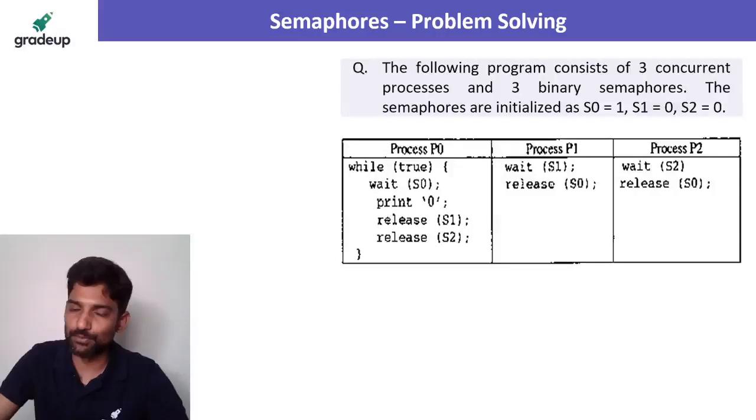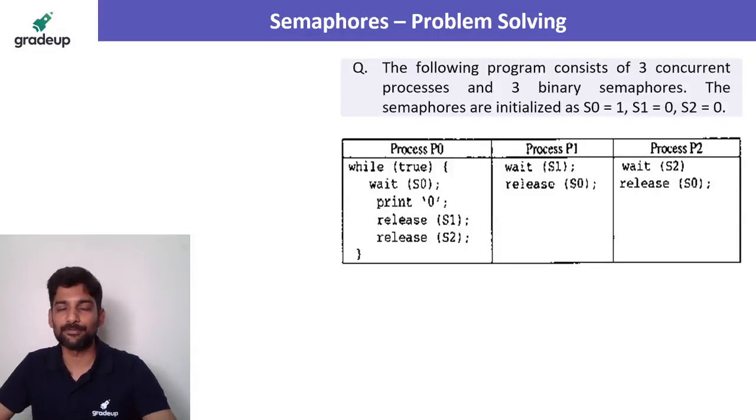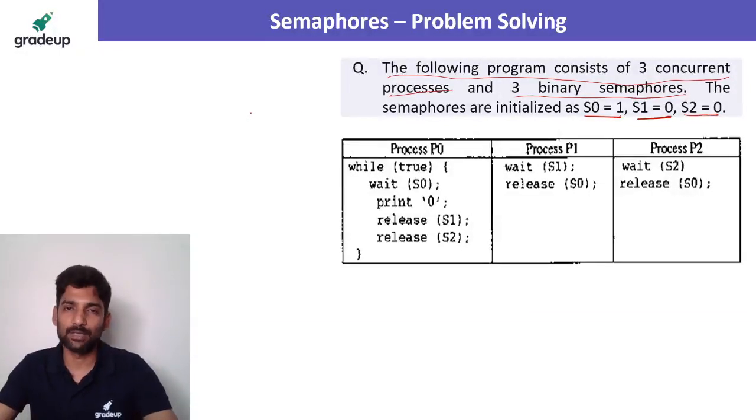As a continuation to yesterday's concept, semaphores, this is the next question on semaphores. The following program consists of three concurrent processes and three binary semaphores, initialized as S0 equal to 1, S1 equal to 0, and S2 equal to 0.